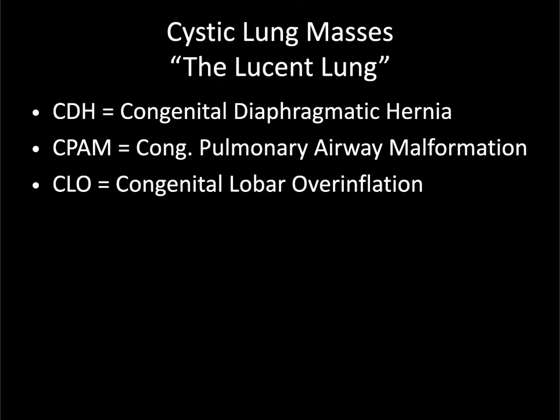Okay, now we'll go talk about cystic lung masses, or the lucent lung. Your differential is going to be congenital diaphragmatic hernia, congenital pulmonary airway malformation, and congenital lobar overinflation.